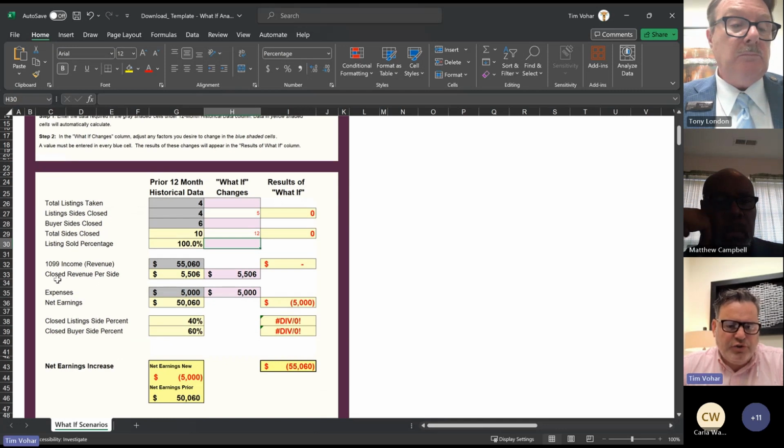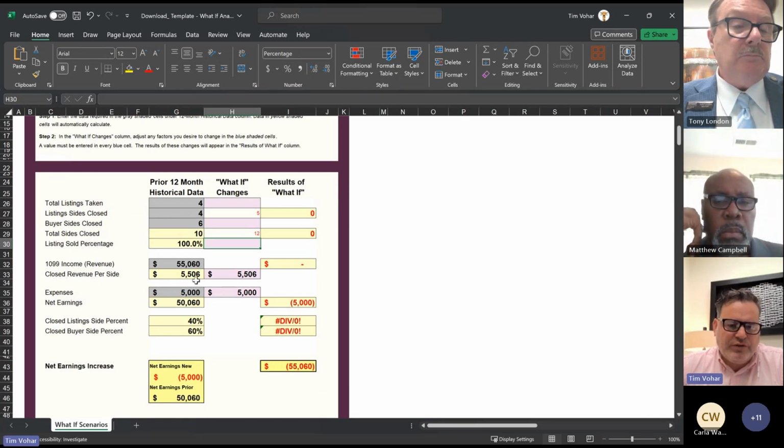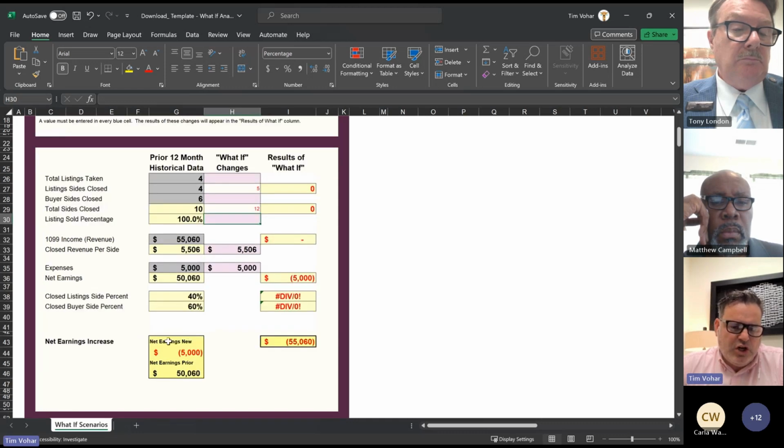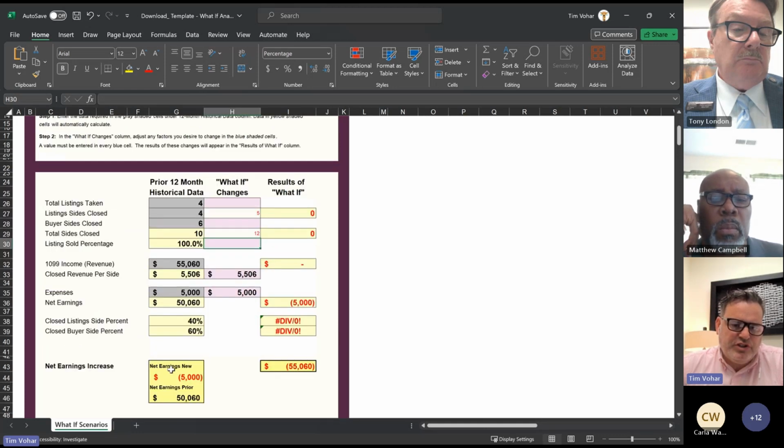That equated to $5,506 per side because she did 10 sides. Her expenses were estimated to be $5,000, which gave her net earnings of $50,060, with 40% of her money coming from listings, 60% coming from buyers. So her net earnings were $50,060. So this was the 2023 data.